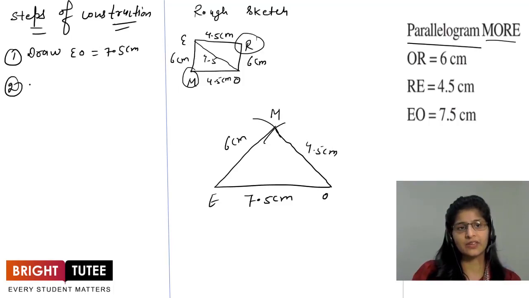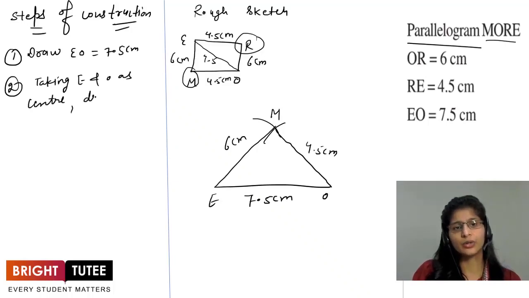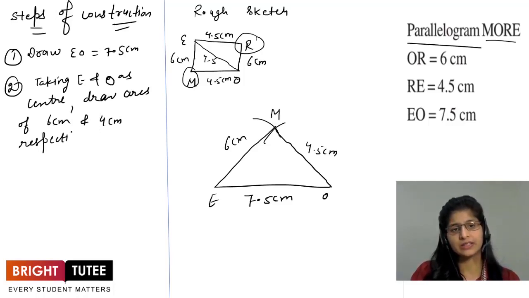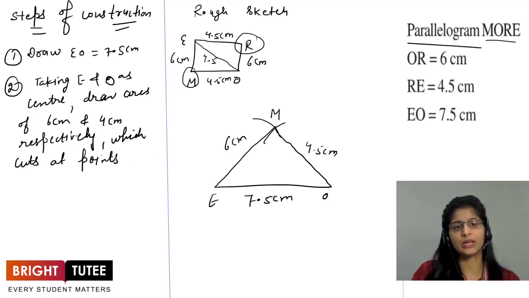So let us write this step. So we will write: taking E and O as centers, draw arcs. We have drawn 2 arcs, from point E it is 6 centimeter, and from point O it is 4.5 centimeter respectively, which cut at a point. Which point are they cutting? Yes, they are cutting at point M. Clear? So now you can also write in this, join E, M and O. Right, the triangle is formed.